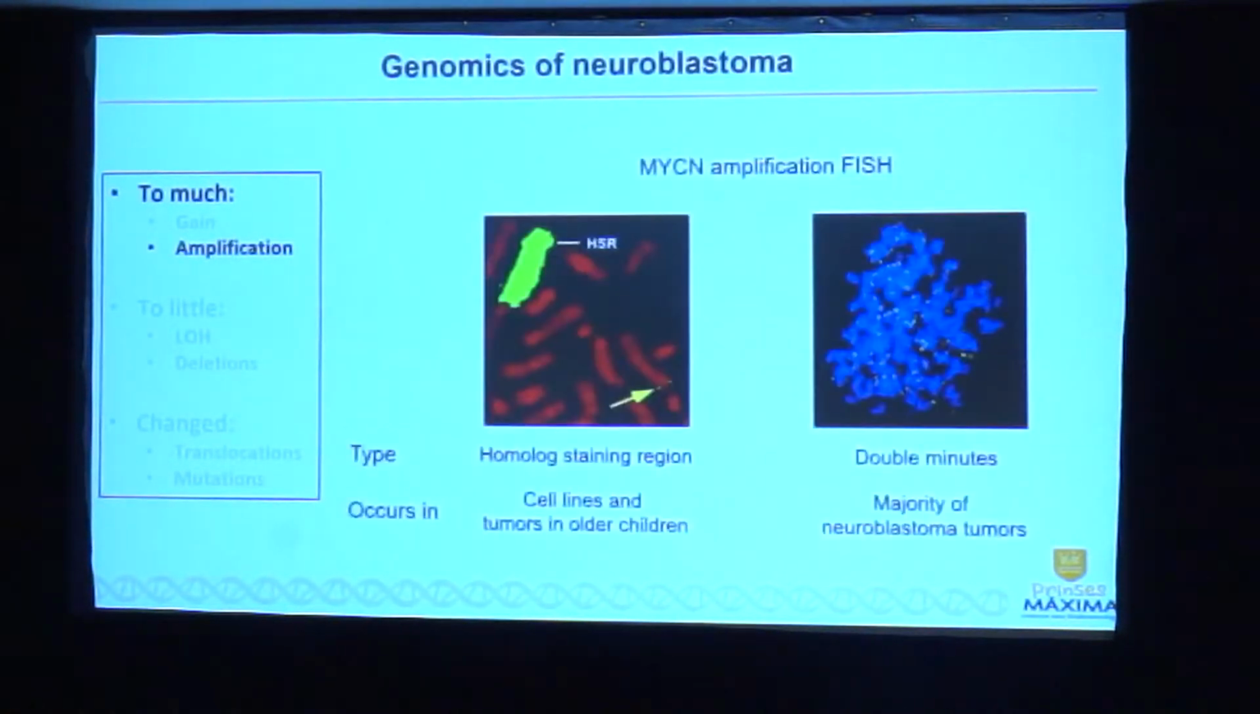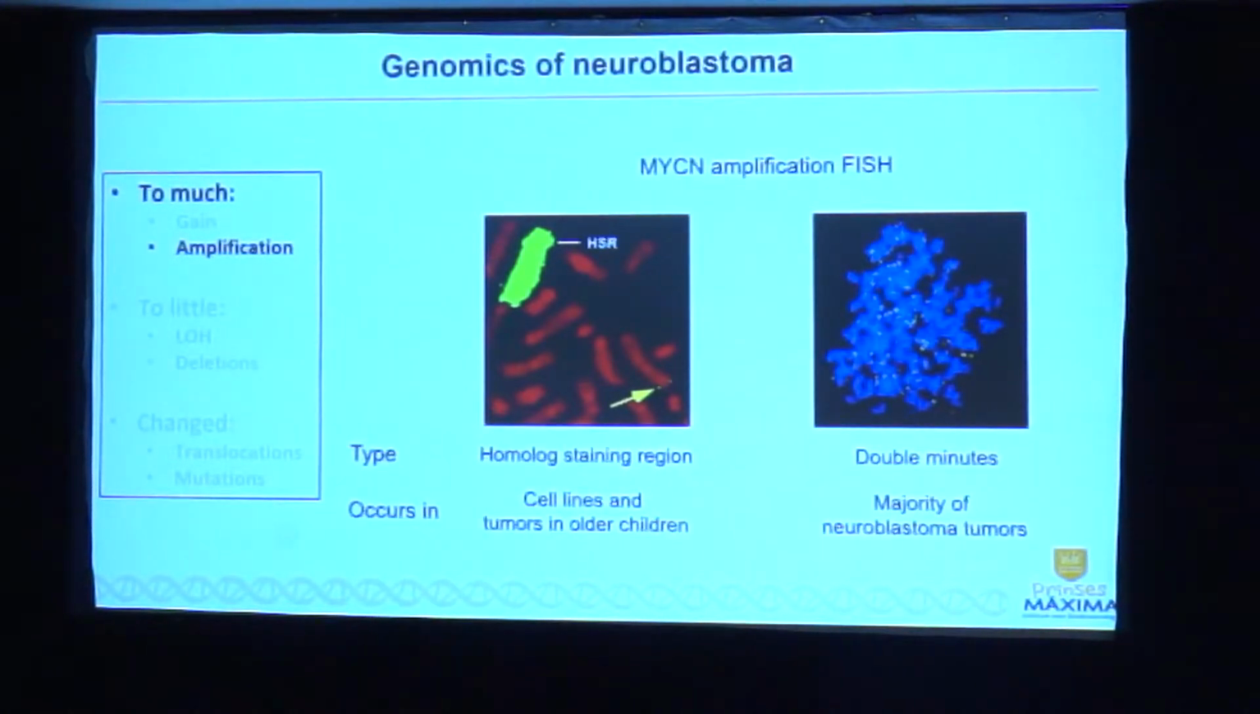So how does this look? Well, we know, of course, the FISH analysis, fluorescent in situ hybridization, here with an NMYC probe, and we can see here this homogeneously staining region. So you get all these copies of NMYC fused to each other and fused to one chromosome. But this is the homogeneously staining region, which occurs mainly in cell lines and in some tumors in older children. I thought this was also happening in other tumors, but apparently this mainly looks like this, which is the double minutes.